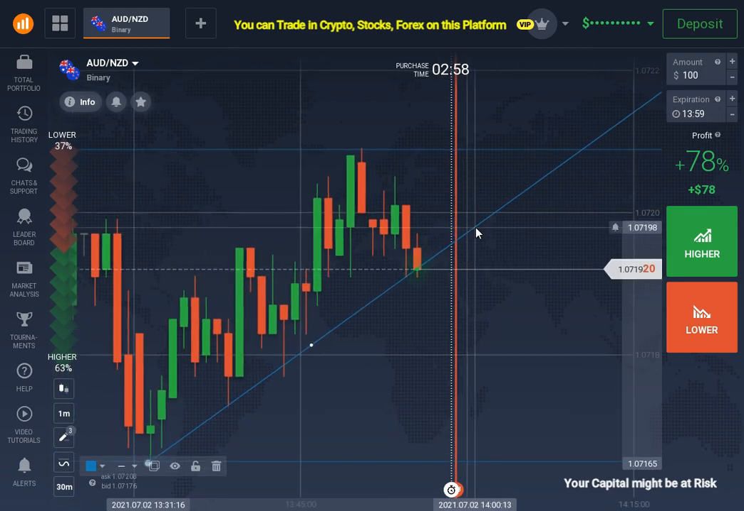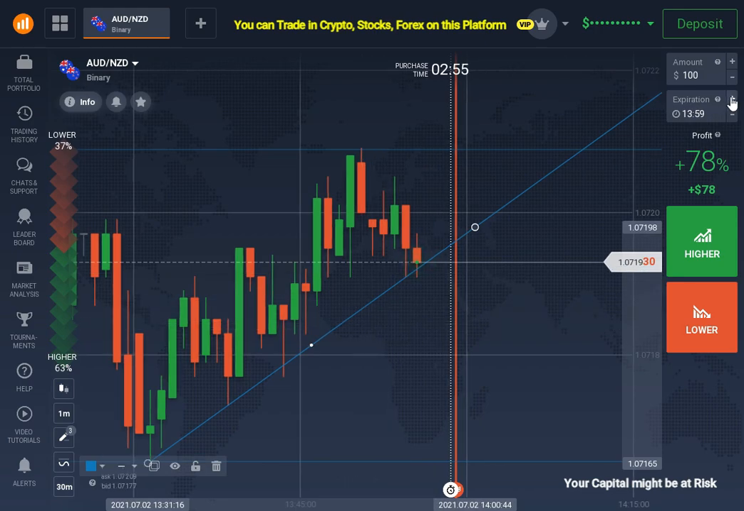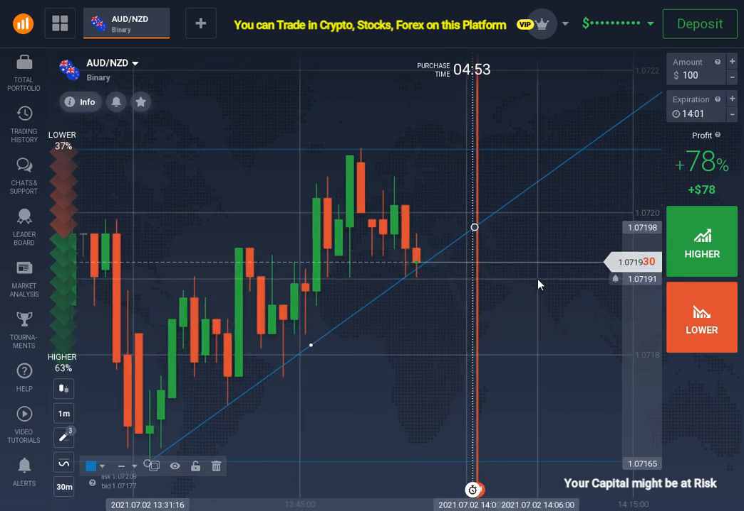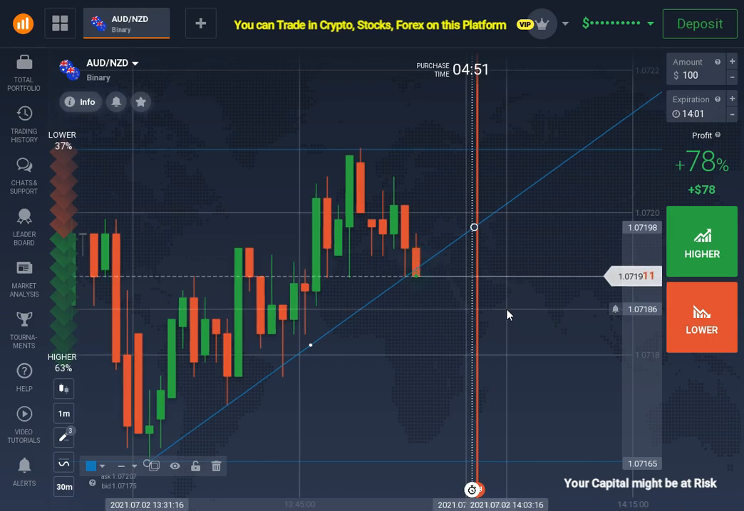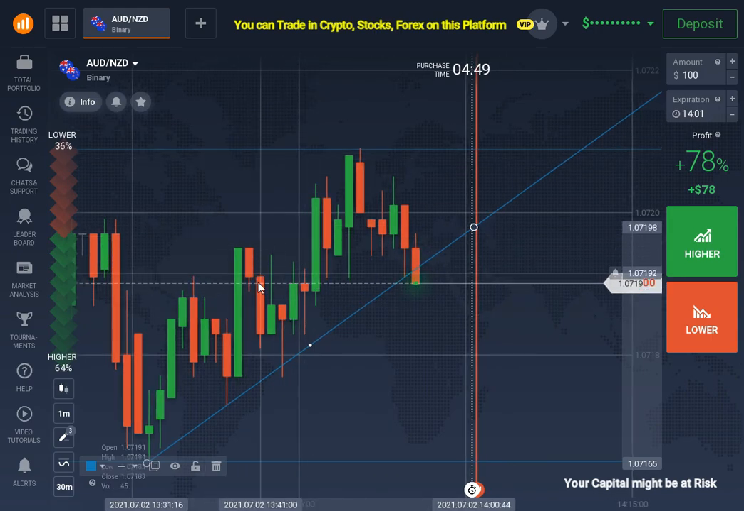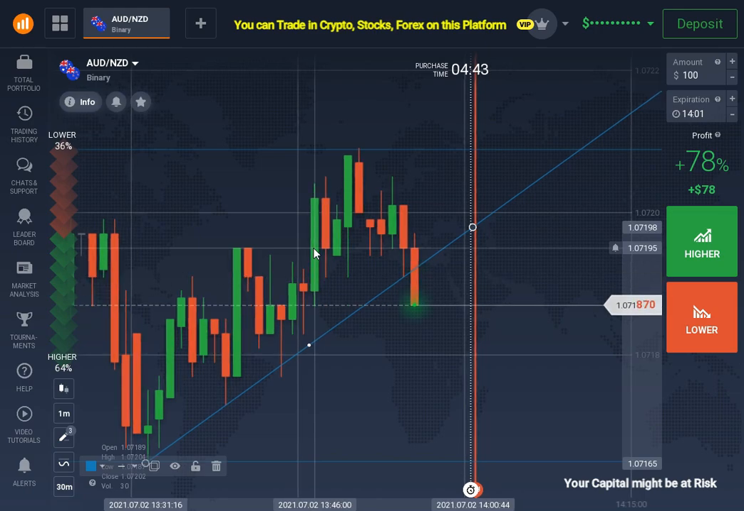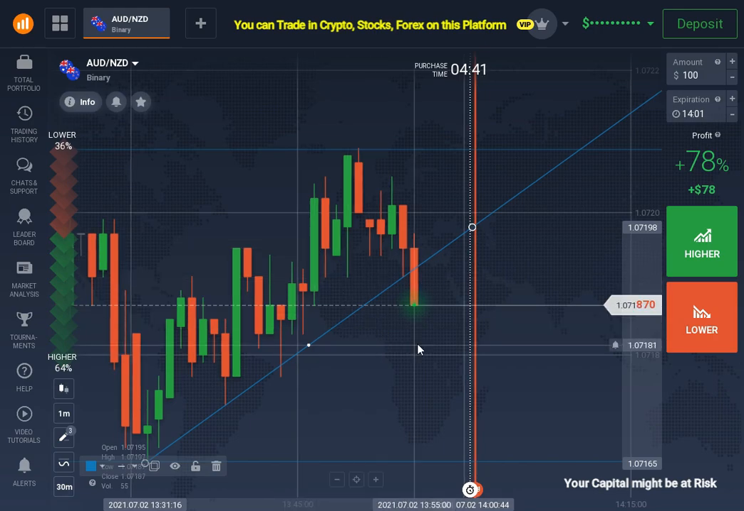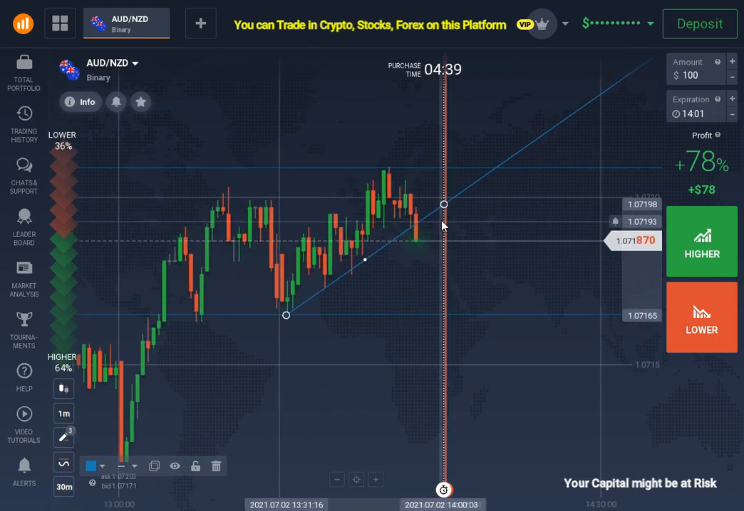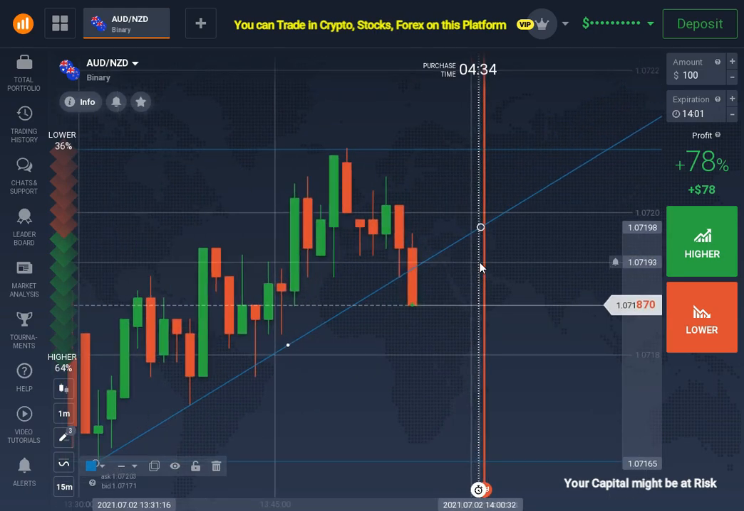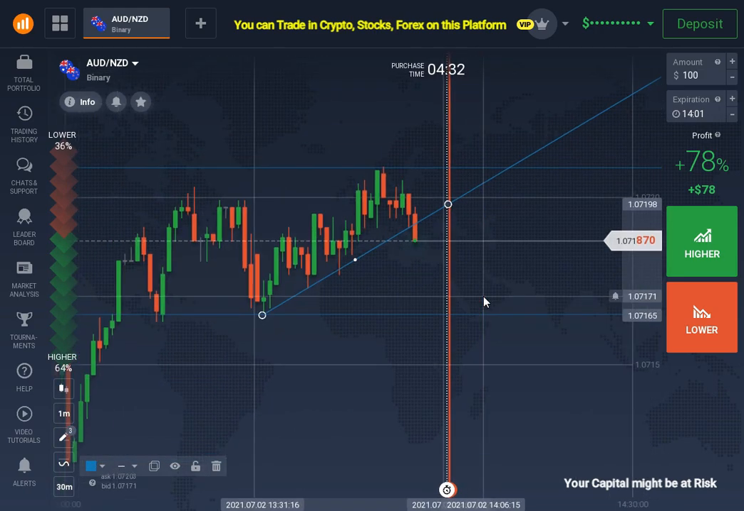Okay, so I will increase the time here, because we are going to take a 5-minute trade. These are 1 minute candlesticks. It means that every candle is formed in 1 minute, and we are going to take a trade for the next 5 minutes. So this is a good volume candle. So I'm just waiting.